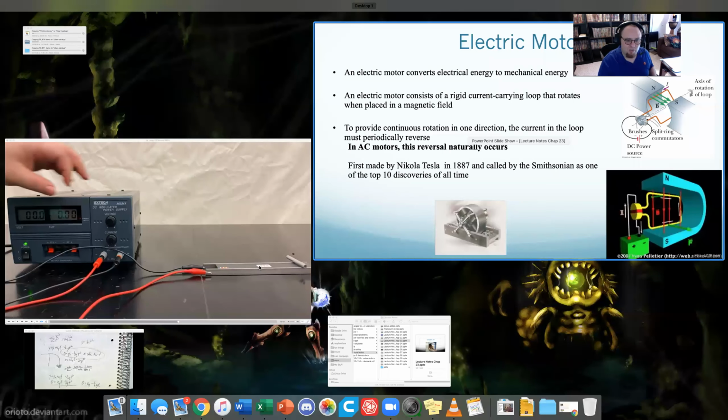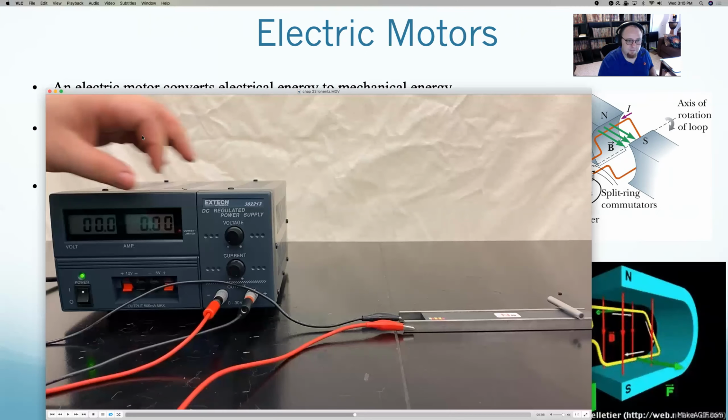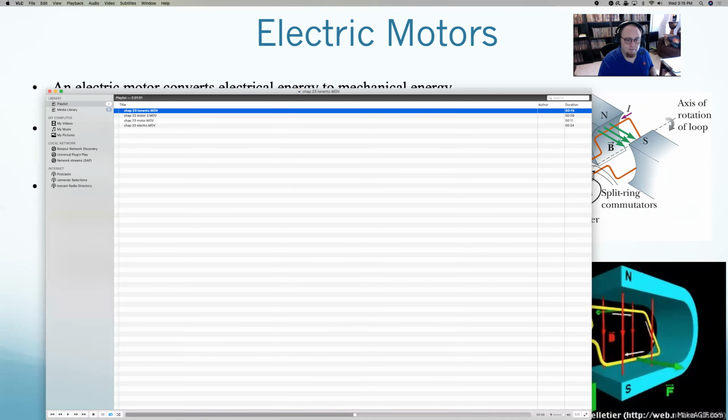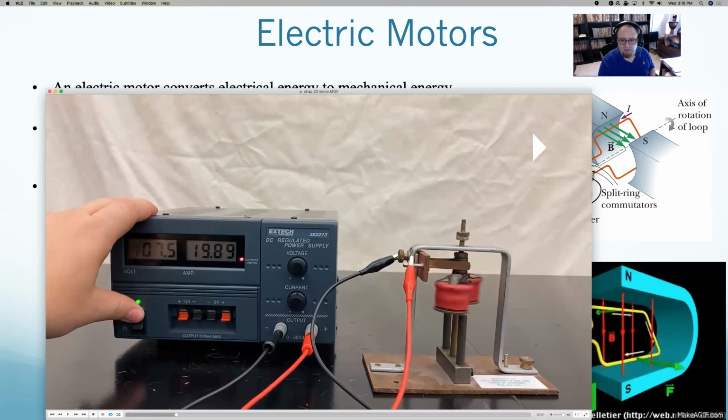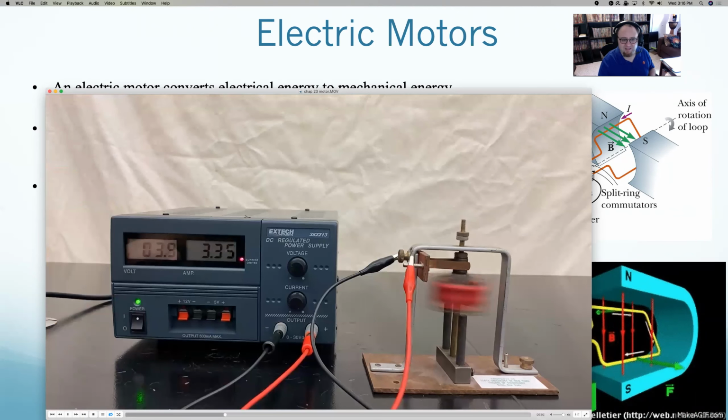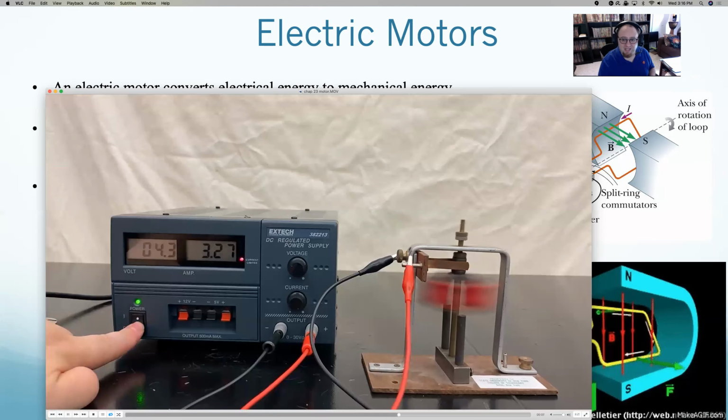Let me start with this right here, which is a DC motor. It's hooked up to a DC power supply. And what's going to happen is I have these magnets sticking up, and these things wrapped in red shrink wrap, those are just the coils of wire. When I put current in, it spins. The second I put current in, it spins. Because that's just my motor.